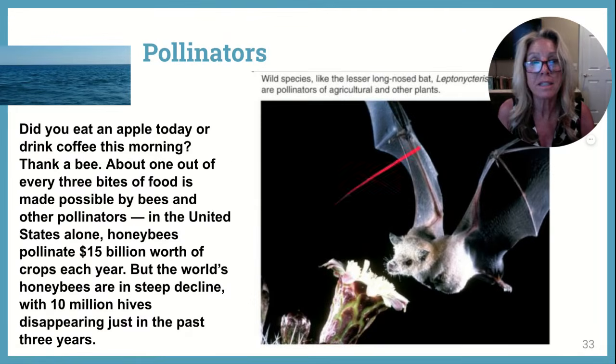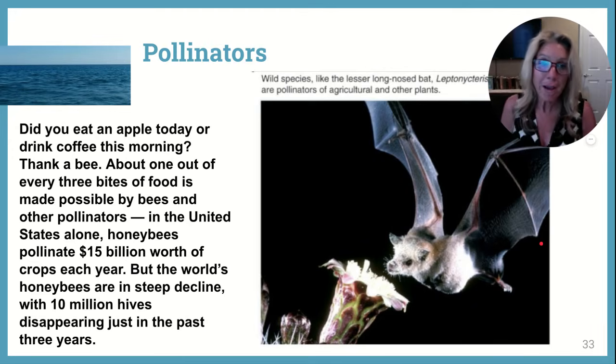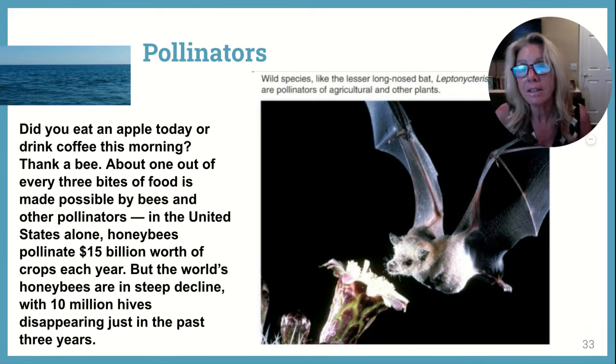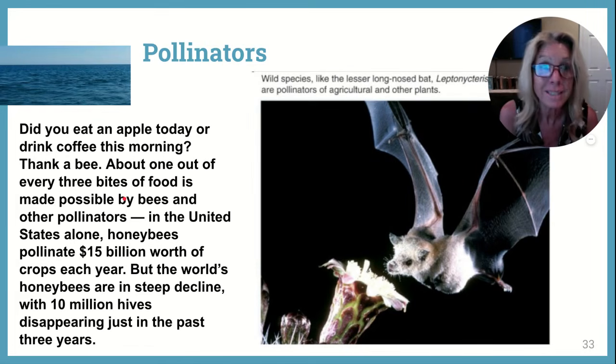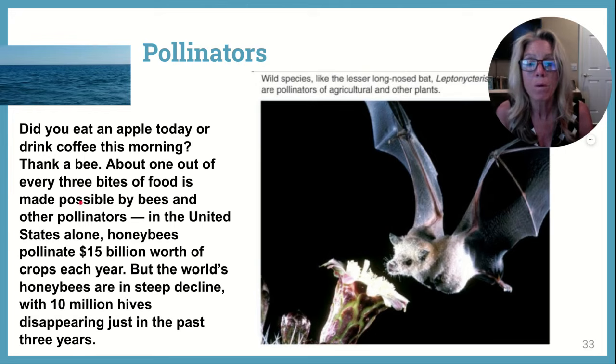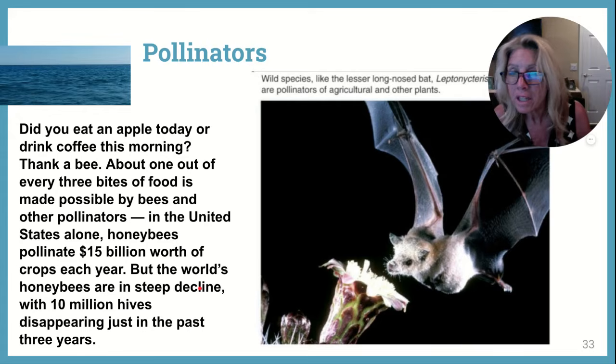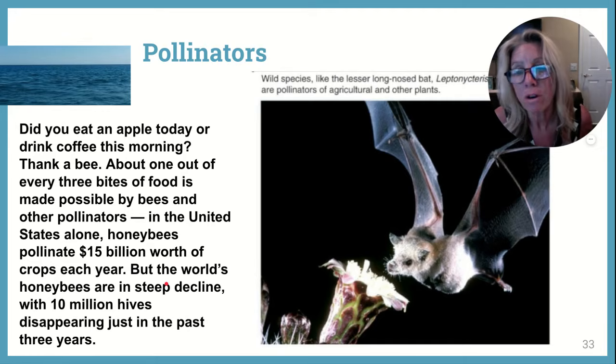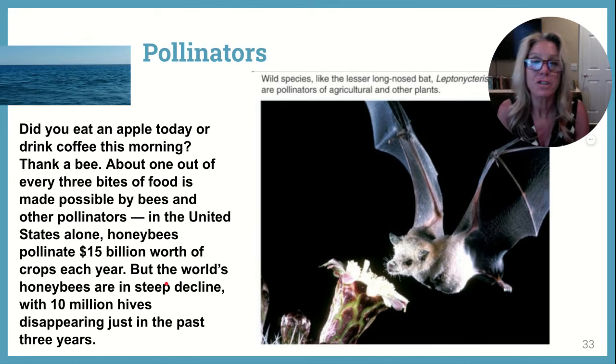And last but not least, pollinators. So important. Here's a bat that's acting like a pollinator. The ones we think about right away are bees, right? And I think this is interesting. About 1 out of every 3 bites of food that you had today, so a third of all your bites, were made possible by bees and other pollinators. It is $15 billion worth of crops every year here in the United States. But actually, I need to check that. I'll find out and tell you later.